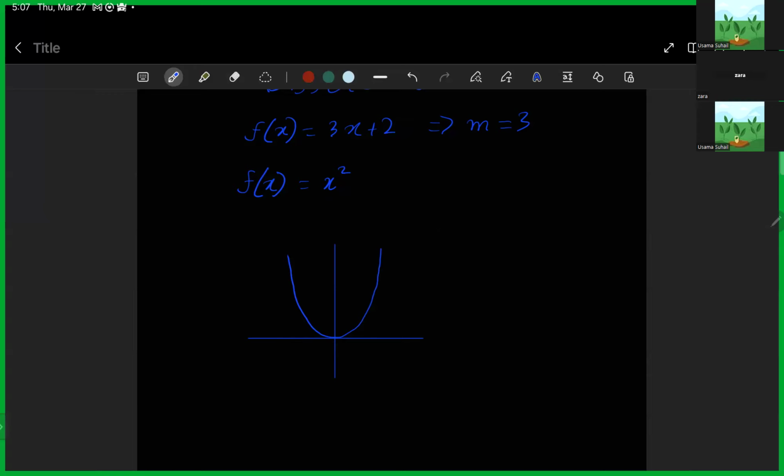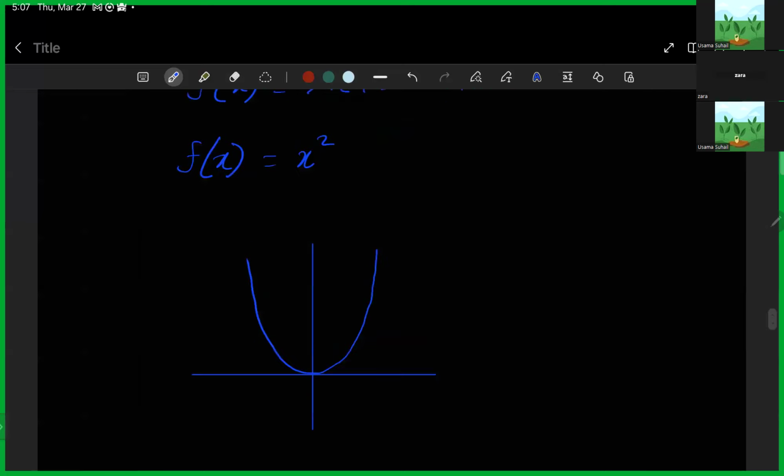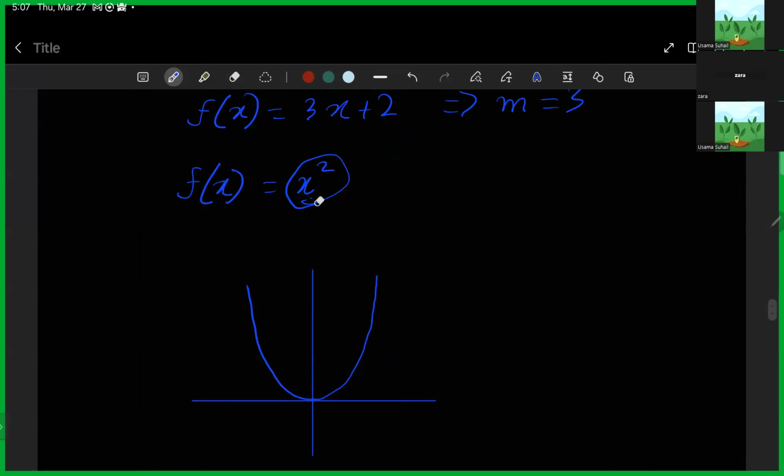So whenever we have a quadratic, where the highest term is x square, the graph will look of this shape. It can be here, it can be here, it can be anywhere, but the shape would be the same whenever the highest power term is x square. So this is the curve.